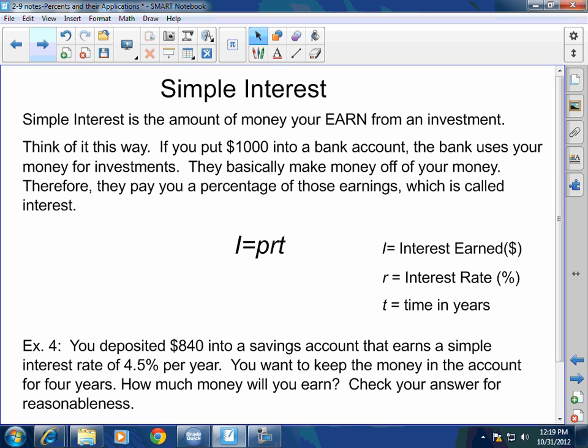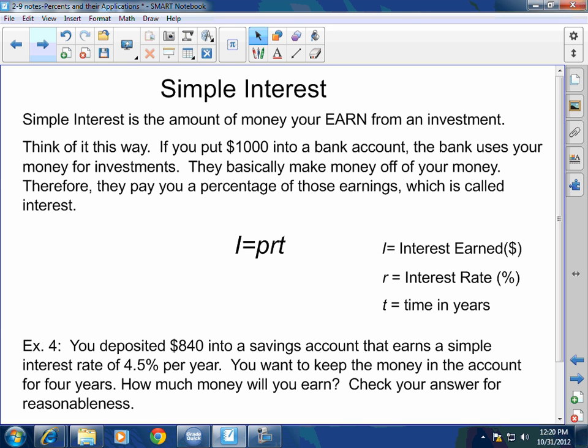Think of it this way. If you put $1,000 into a bank account, the bank uses your money, believe it or not, for investments. They basically make money off of your money. Therefore, they pay you a percentage of those earnings, which is called interest. When a million people deposit $1,000, they have a ton of money. They invest it in the stock market, they buy property, real estate. I don't know exactly what they do because I'm not a banker, but I do know for sure they invest our money.